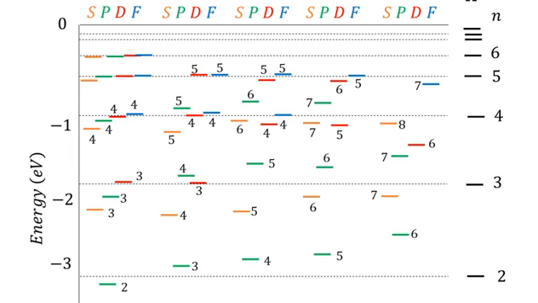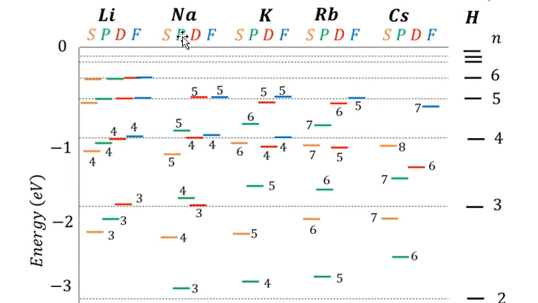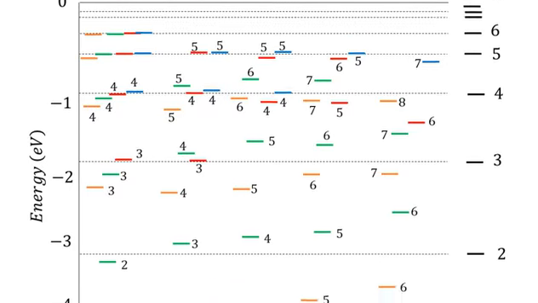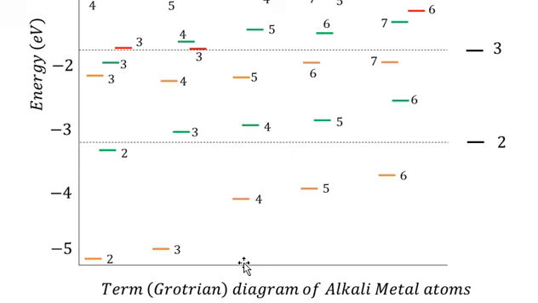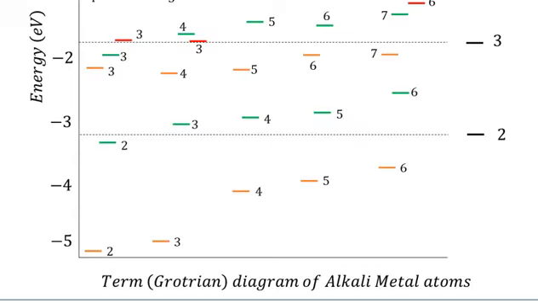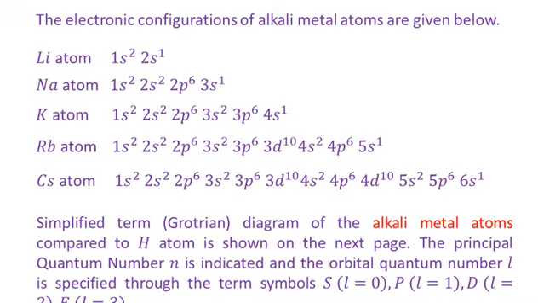Now you see that for the sodium atom, we again have the locations for S, P, D, F. So let's briefly discuss the sodium atom. For the sodium atom, the ground state starts with 3s, as you can see from the previous diagram. For the lithium atom, the lowest ground state starts from 2s, whereas for the sodium atom the ground state starts with 3s. For the others, potassium 4s, rubidium 5s, and cesium 6s.